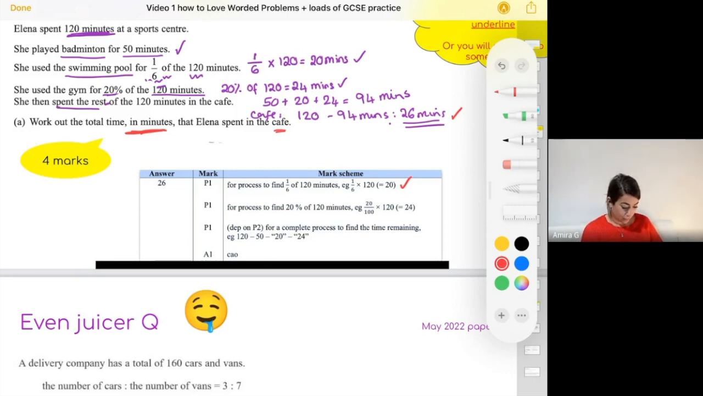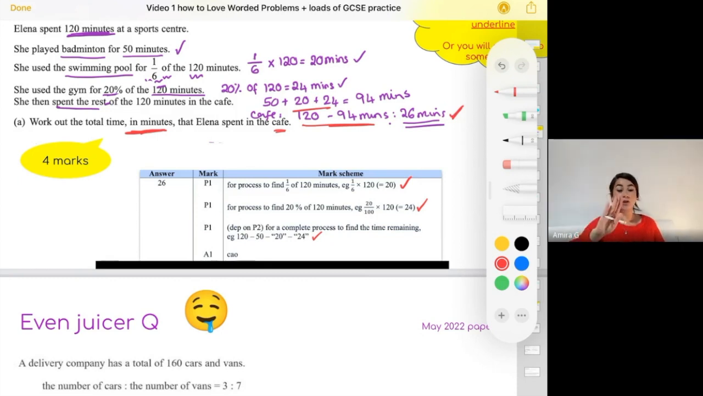Now I get another mark for the next one. 20 out of 100 times 120, 24. I get a mark for that. 120 minus all of that, and I get 24 over there. That's that. This one over here and that. I get a mark for that. And then my final mark is for the 26 minutes.